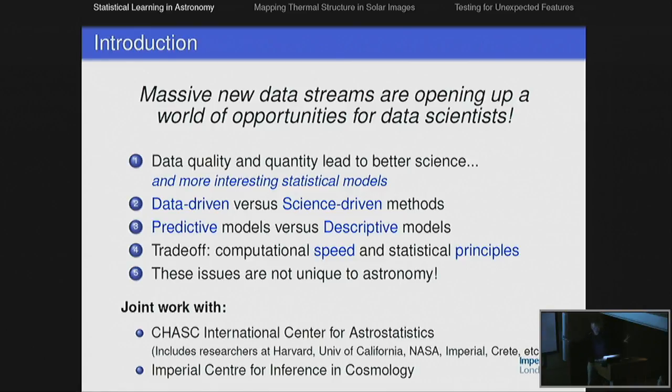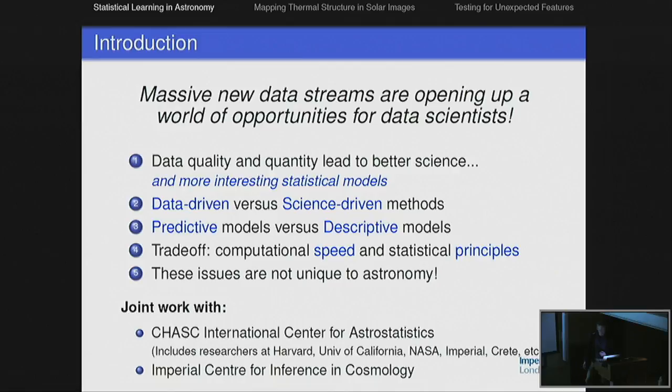And so those are two extremes, and maybe what we want to try to do is see if we can bridge that gap a little bit and leverage some of the new all-purpose methodology, while still tailoring it to a particular science problem that we're interested in.